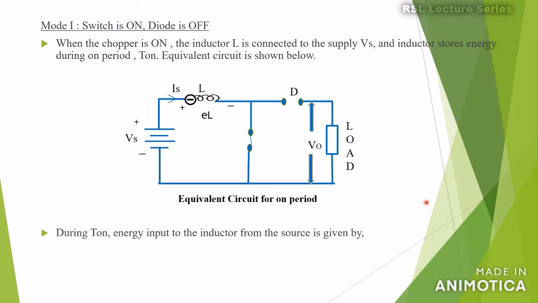During the on time, the energy stored by the inductor is given by Vs Is into T on. This is because if we apply Kirchhoff's voltage law in this loop, we can write Vs is equal to EL, where EL is nothing but the voltage drop across the inductor. The voltage across the inductor is equal to Vs during the on time of the chopper. So the energy stored by the inductor during on time can be written as Wi is equal to Vs Is into T on.